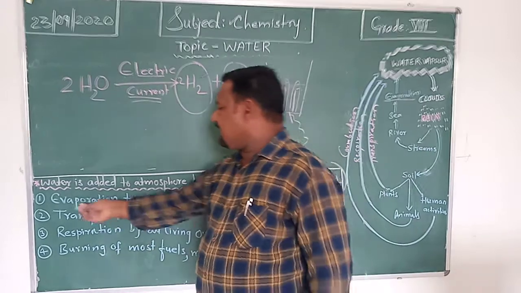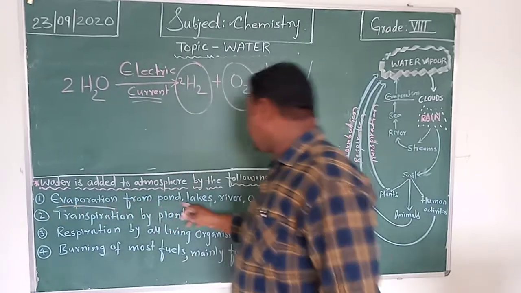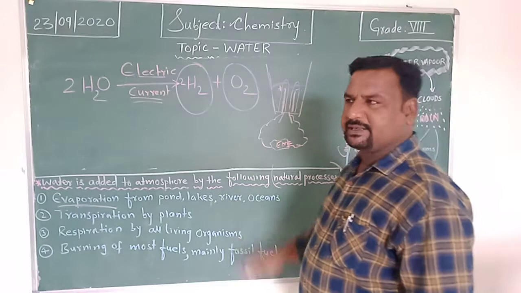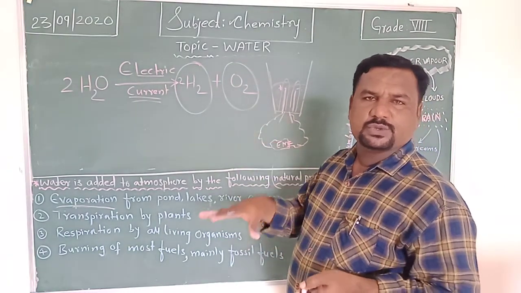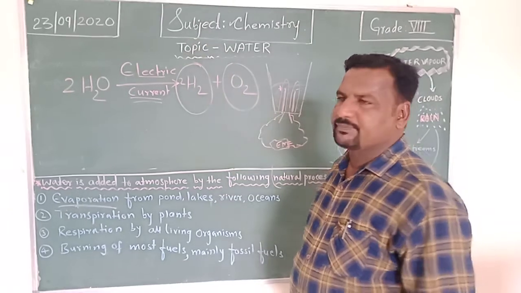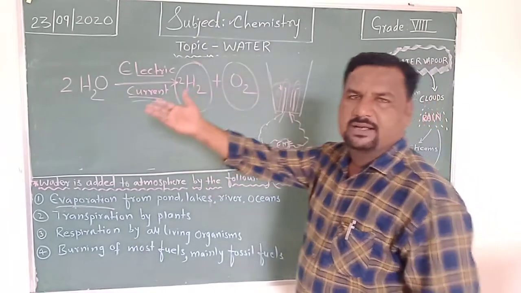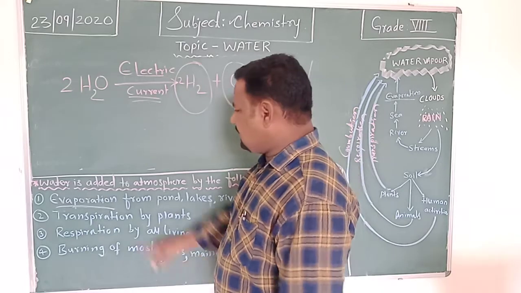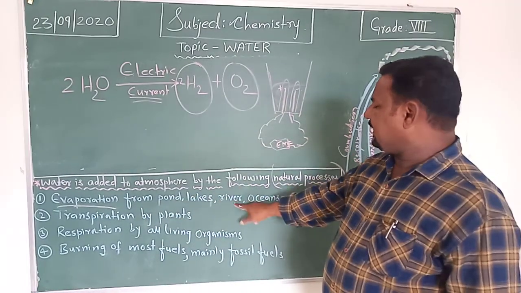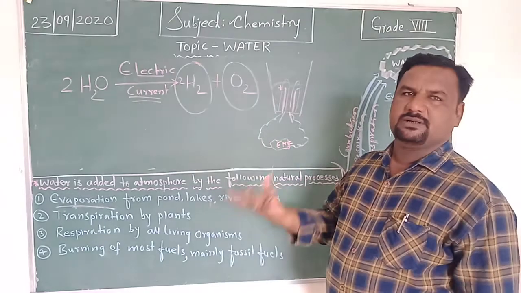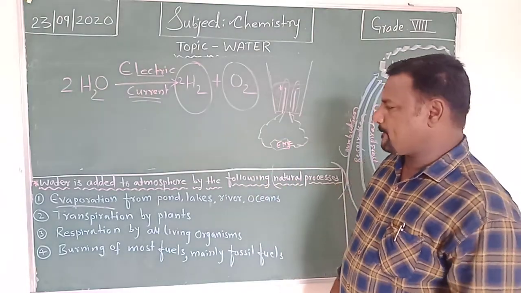The first way is evaporation, just evaporation from pond, lake, river, ocean, etc. The water is exposed to high sunlight. Due to heat, that water gets evaporated and is added back to the atmosphere. So that we call evaporation: evaporation from pond, lake, river, ocean due to sunlight, heat energy.